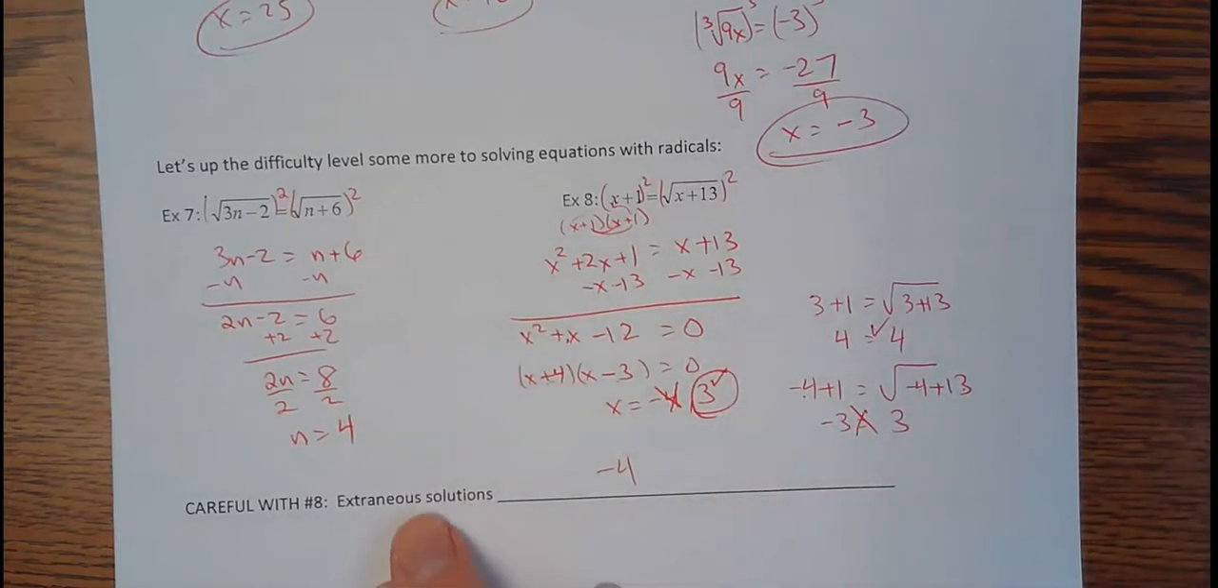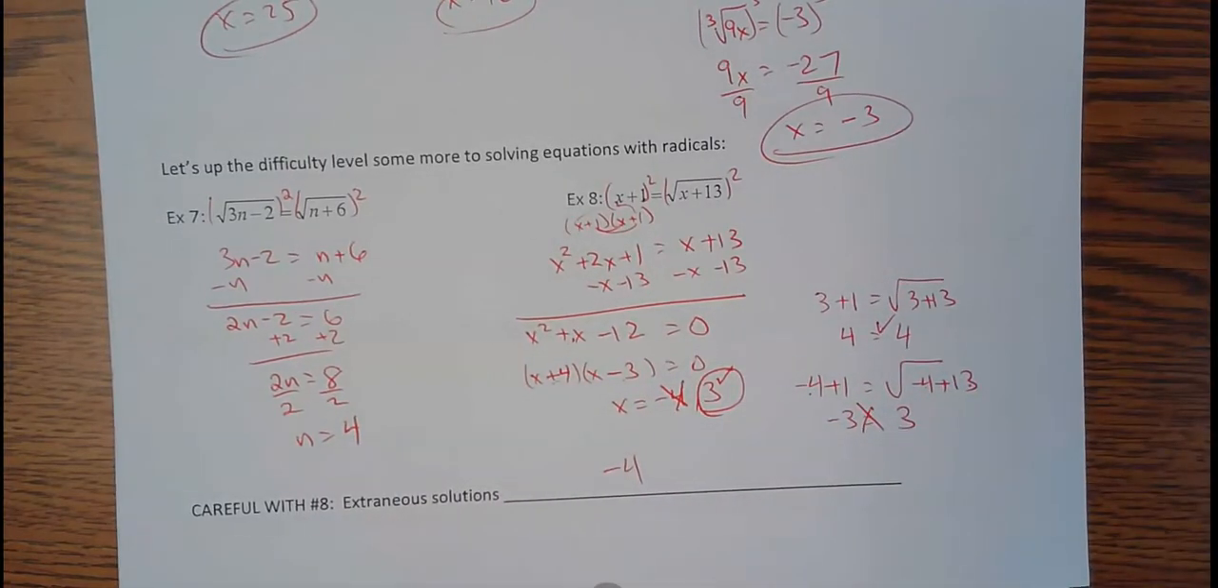Okay, this was extraneous. It came in as an answer because anytime you square a binomial, you may be adding solutions that really don't work. It's kind of hard to explain why. The easiest way to find it is plug it back in and make sure they both work.